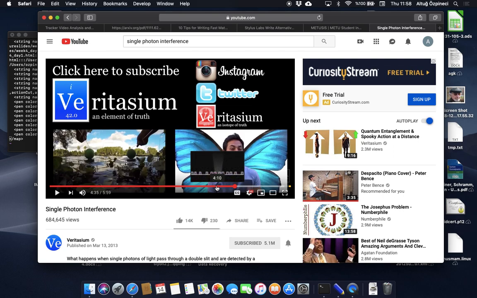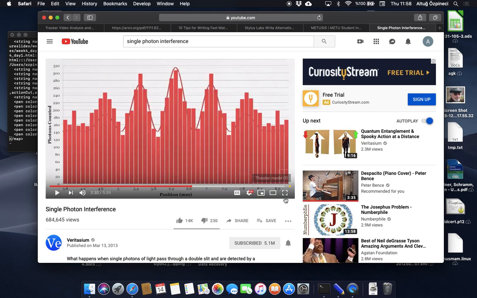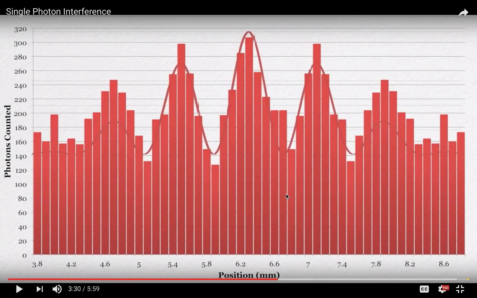Well, this is, let me open that graph. Okay, so what they said at the position, for example, 6.2 millimeters, they have measured approximately 280 photons. And at the positions, let's say around 5.8, they have measured around 120 photons. But they are sending the photons one by one. And this is what they see.